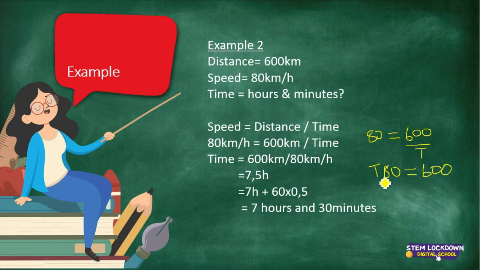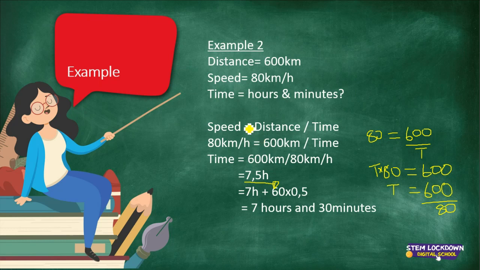Now obviously I want to solve for time, so I need to remove the 80. Notice I'm timesing T by 80. So what is the opposite of times? Division. So when 80 goes to the left hand side, it will divide. It will be 600 divided by 80, which is what you have here, right? Your answer is 7.5 hours. That is our answer, right?